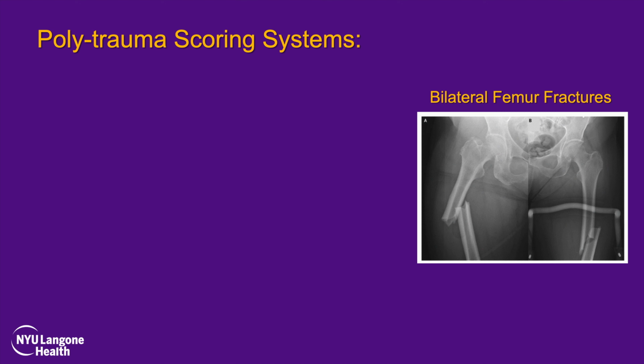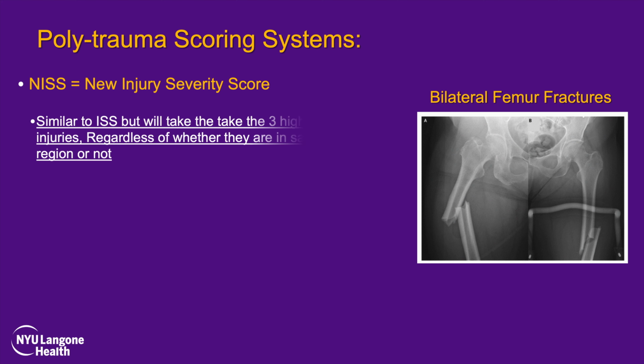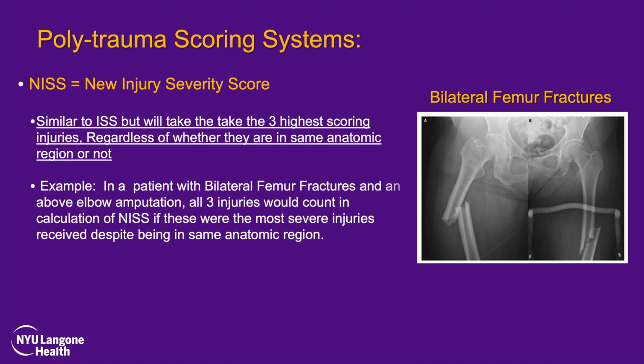And that's where we come into the new ISS. The new injury severity score is similar to the ISS, but it takes the 3 highest scoring injuries, not the 3 scores from the highest areas, and regardless whether they're in the same anatomic region or not. So if you had femurs bilaterally, you might get 9 for this and 9 for that. You're already at 18. You're already in major trauma, whether or not there are any other injuries involved.